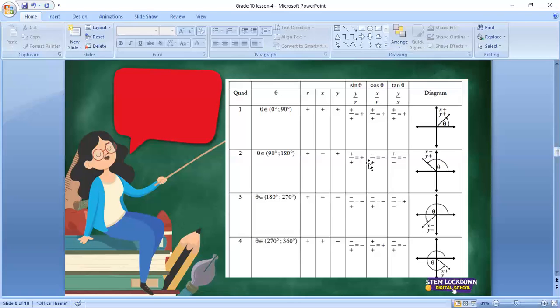Cosine, cos theta, will be negative. Tan theta will be negative. Okay. So only sine is positive. There is sine, there is cosine, there is tan. For the first quadrant, sine is positive, cosine is positive, and tan is positive. For the second quadrant, sine is positive, but cosine is negative, and tan is also negative. Meaning only sine is positive in the second quadrant.